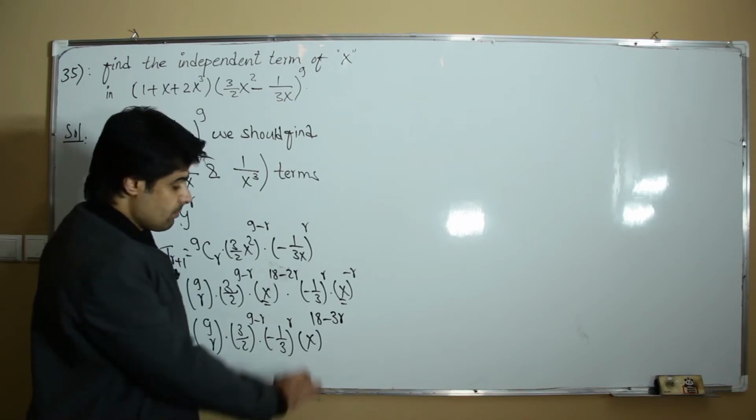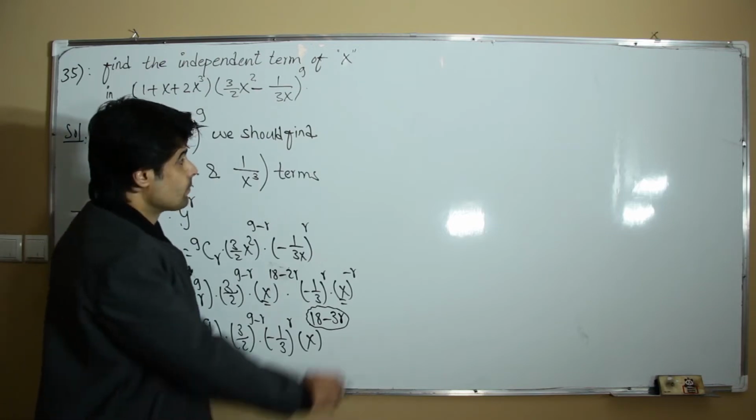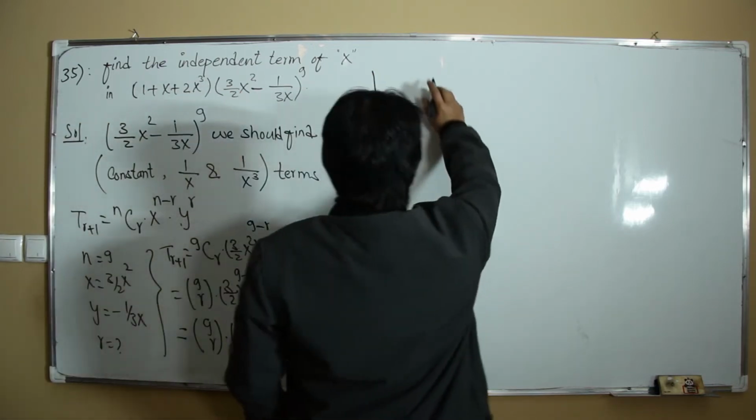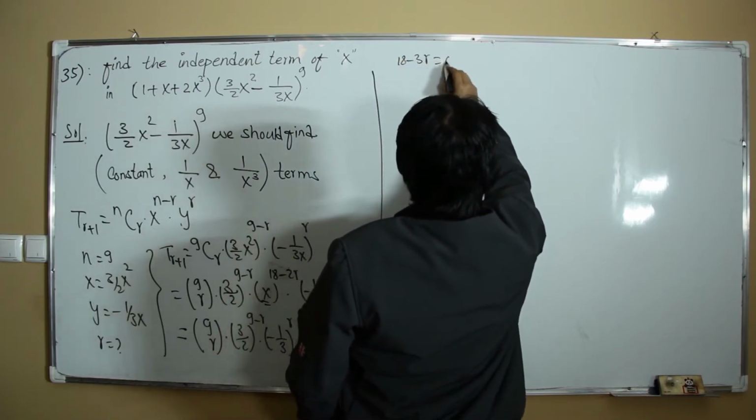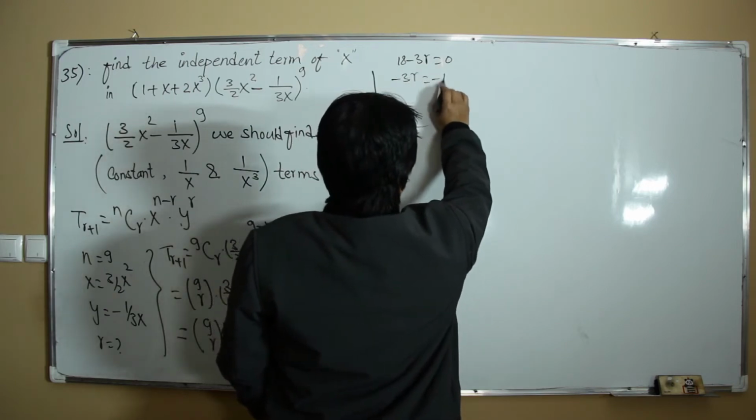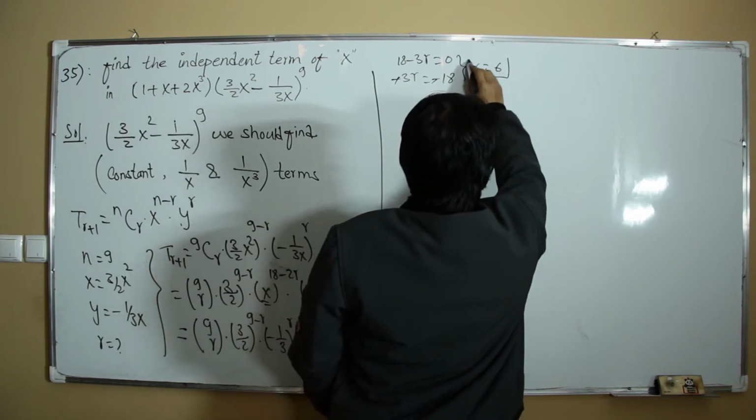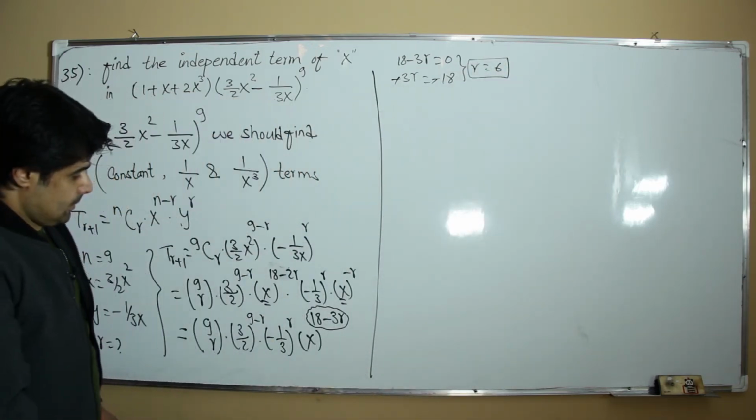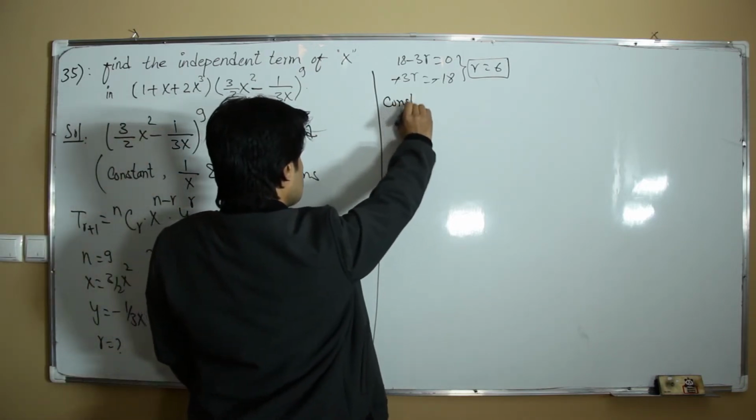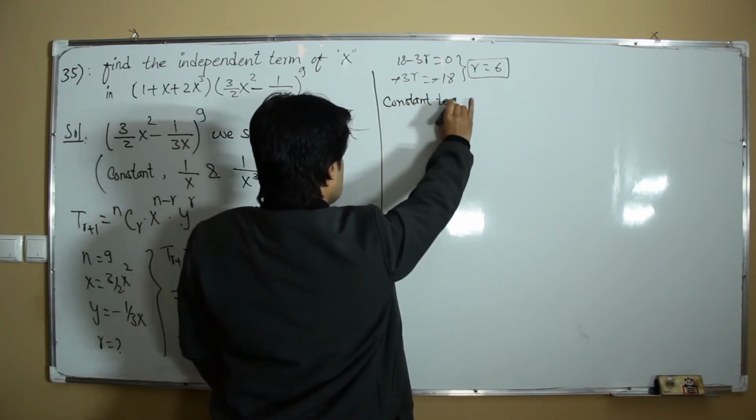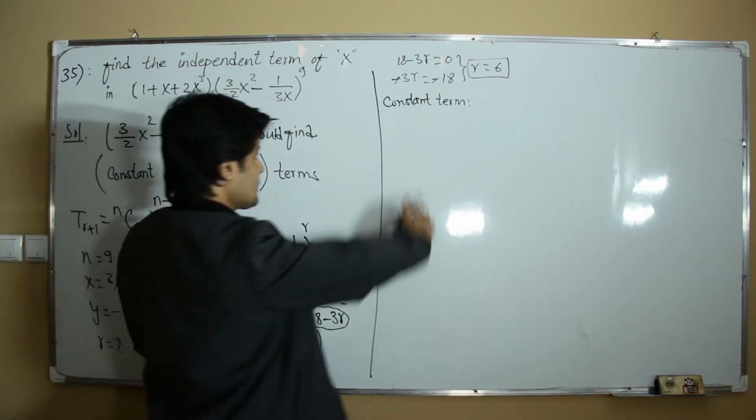Now what's the constant term? This one should be 0. So you will have 18 minus 3r should be 0. So minus 3r is minus 18, minus with minus is cancelled, and r is 6. If we put r 6, we will have a constant term. So our constant term is, instead of r, you have to put 6.